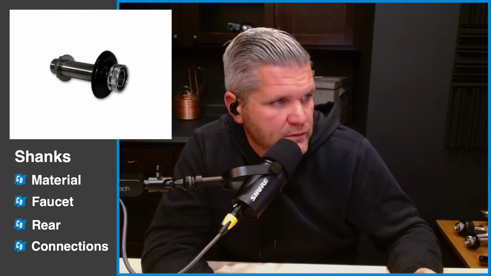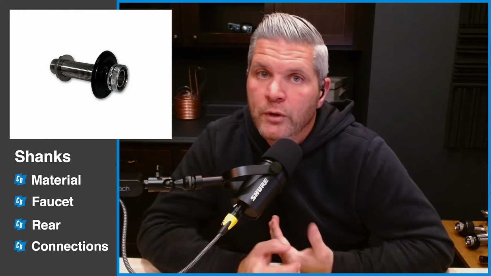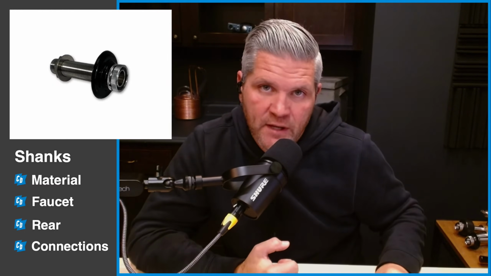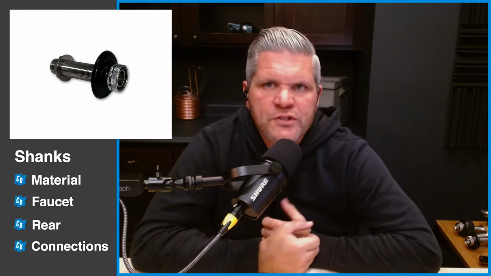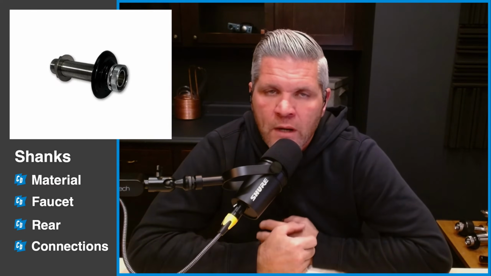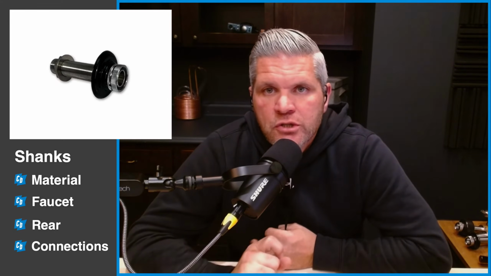Shanks. So this is a threaded shank, right? And so that thread is the same exact thread that's on the top of a beer coupler. So you can use the same beer hex nuts that you would use. So you have faucet shanks, rear shanks, and whenever you're buying shanks, you always want to make sure that they're made of stainless steel.